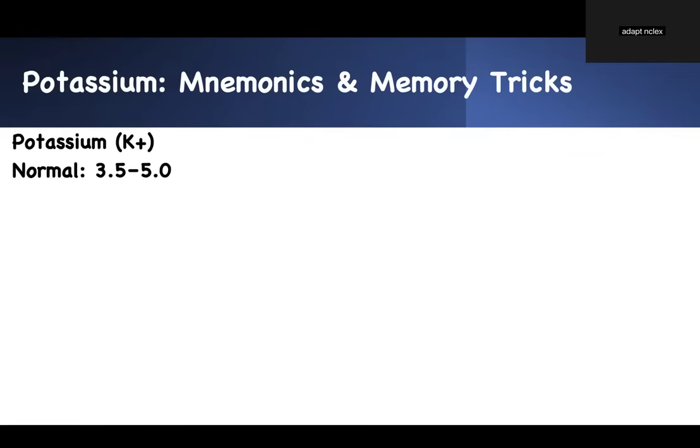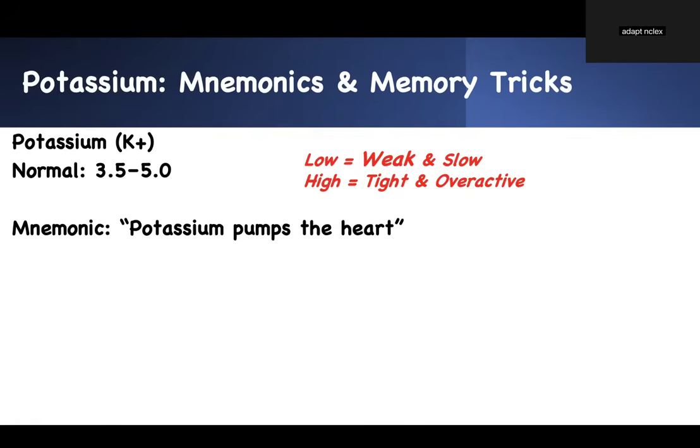Next one is potassium. The level is 3.5 to 5. Very, very important. What is the trick to remember potassium? Low potassium makes you weak and slow. You slow down. If your potassium is high, you're going to go up, tight and overactive. Once again, low potassium, weak and slow. High potassium, tight and overreactive. What is the mnemonic? Potassium pumps the heart. This function is going to pump the heart, so you're thinking about slowing and tightening. That's all.